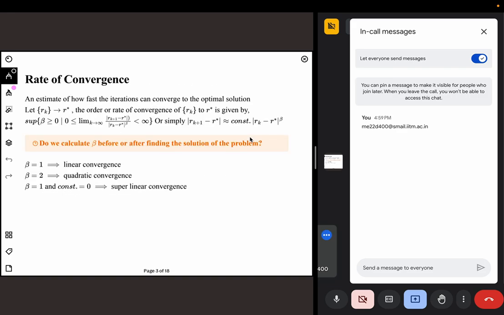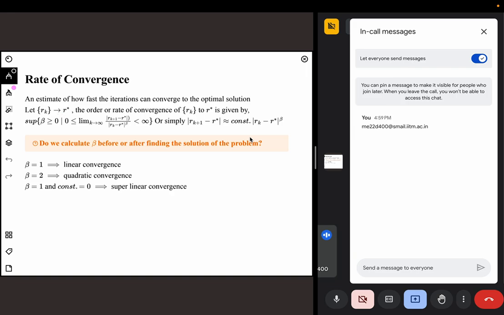As in any method, there could be several different strategies, and each one can propose something different. How do we know which strategy is better? We need some way to evaluate these strategies, and one way is called the rate of convergence or the order of convergence. We have a sequence R_k: we start with some iterate and keep changing the values until we reach a particular solution. This sequence will converge to some particular value R star.